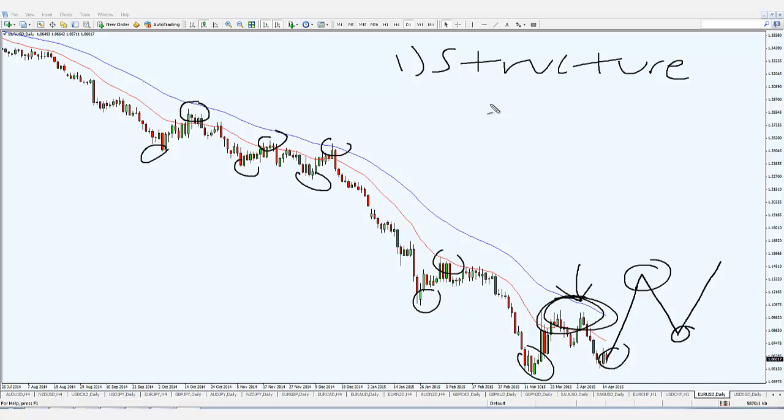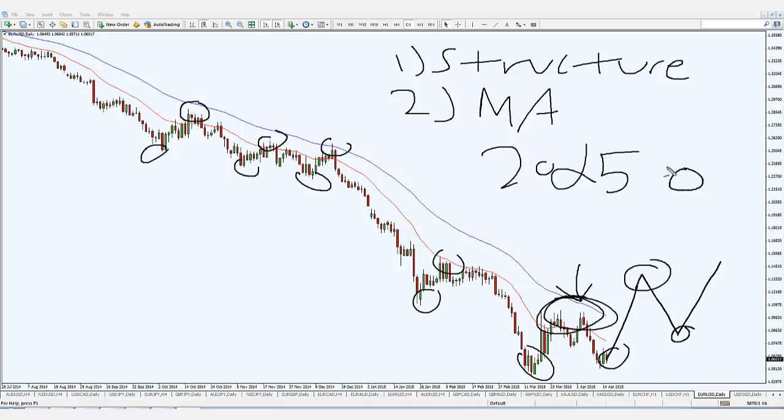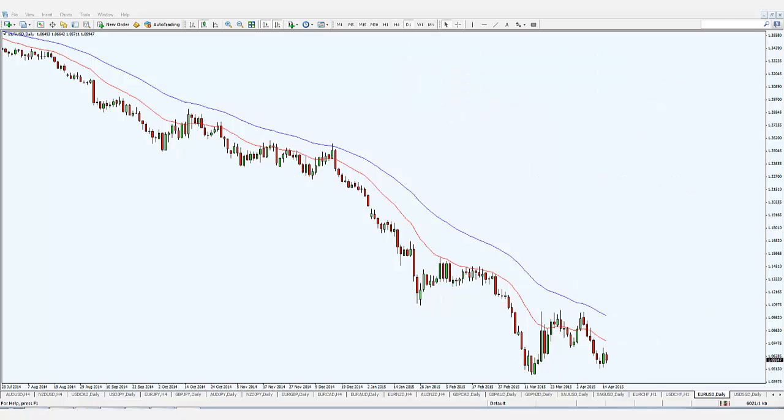And the second thing I use is this moving average. As you know, the blue line is the 50 period EMA, the red is the 20 period EMA. I like to use the 20 and a 50, and it does give me clues into the strength of the market. So how do I use the two moving averages?